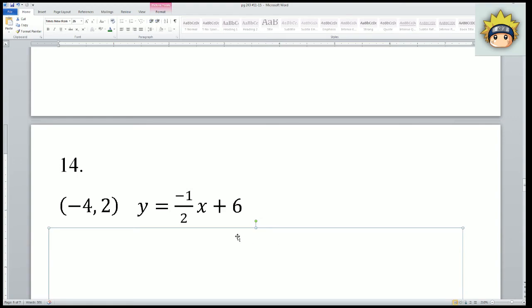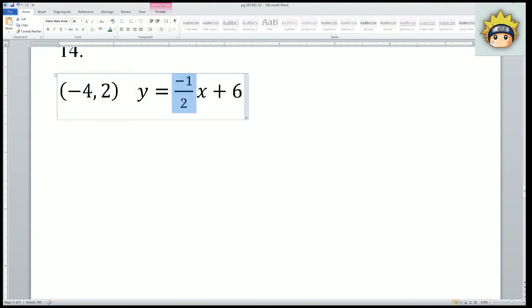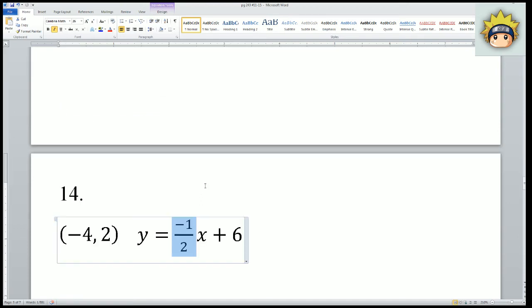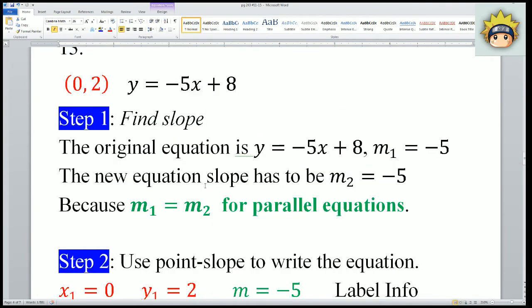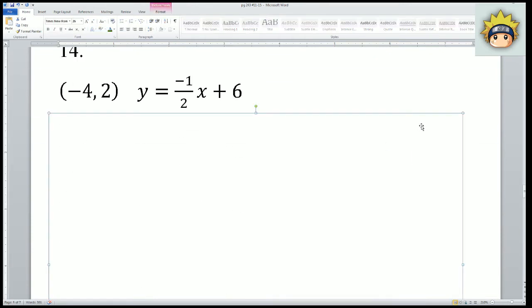Next, we have number 14. Number 14 is different because this time the slope here is a fraction. The fact that the slope is a fraction does not change our process. Let me repeat that. The slope being a fraction does not change our process. The reason is because we still go through the same steps. These numbers that you see here, negative 5, is really technically a fraction. Any whole number, any integer, can just be divided by 1 to make sure it's a fraction. So don't freak out because of the fraction.